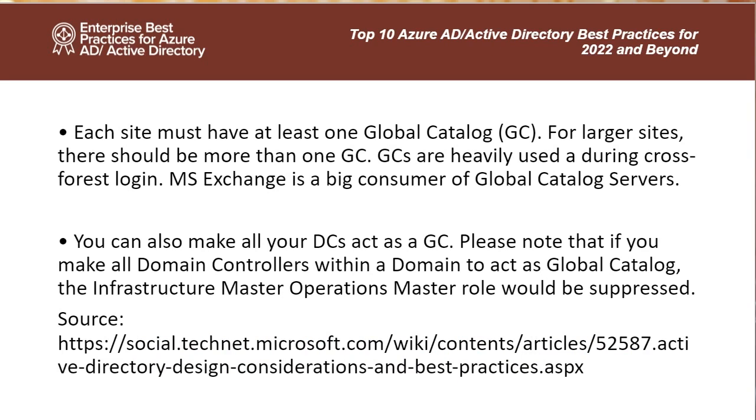So what are some best practices? Well, every site has to have at least one global catalog. This is required just for basic Active Directory functionality. Now, when it comes to larger sites, there should be more than one global catalog server. And as I mentioned, global catalog servers are heavily used for cross-forest lookups, and they're also used for cross-forest logons. So they perform a really essential role.